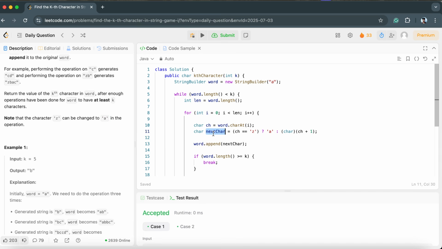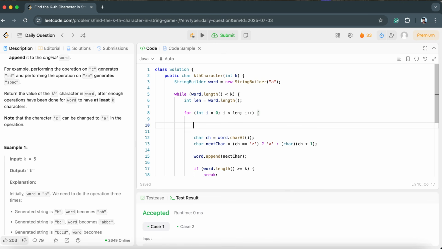Okay, so next character is something we will try to figure out. If it is c, we will consider a. Otherwise c plus 1 is something we can do, so it will easily get us the next character. The moment we get the next character, we will simply append it. The idea is, let us suppose ab is the string that we have currently in the string builder. We get the length, and we will keep on traversing till that length.